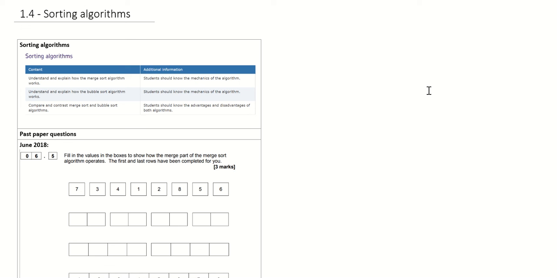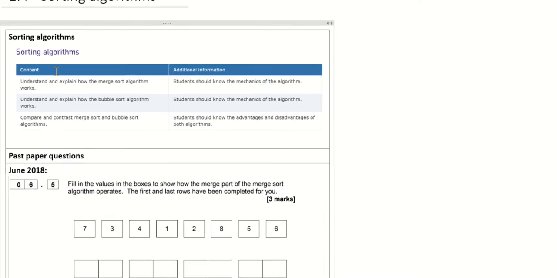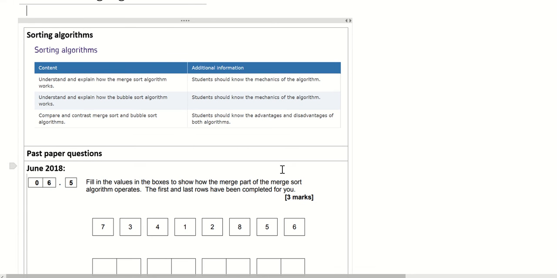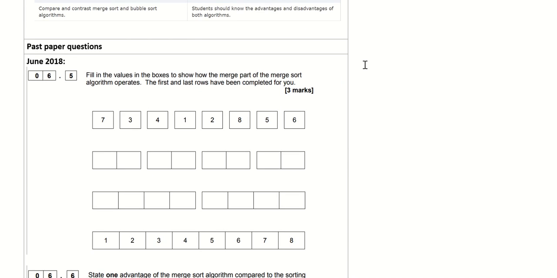In this video, we're going to talk about the different types of sorting algorithms you need to know for the paper 1 exam. If you look at the specification, you need to know how a merge sort works and how a bubble sort works. They're the two different algorithms you need to know, and you need to be able to compare them as well and explain the differences between the two. So in this video, we'll talk about the differences between the two, how they work, and answer some questions on how to cover them, okay?